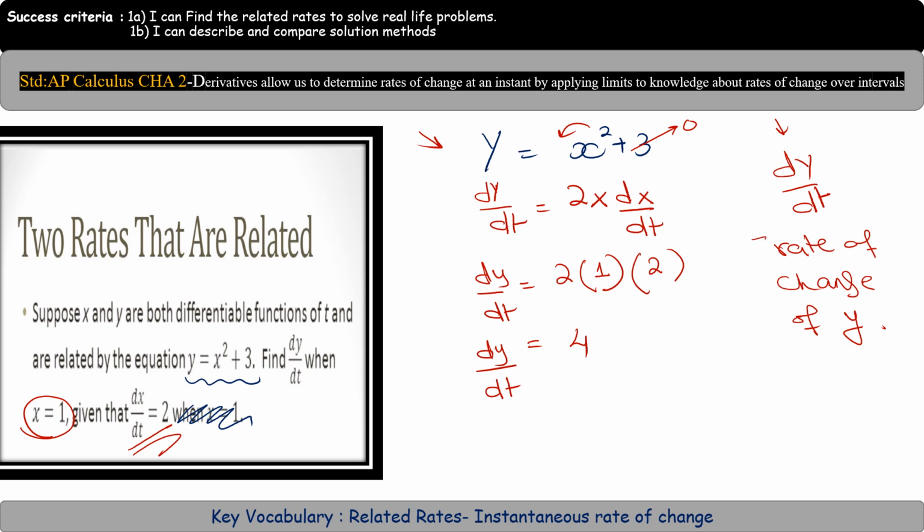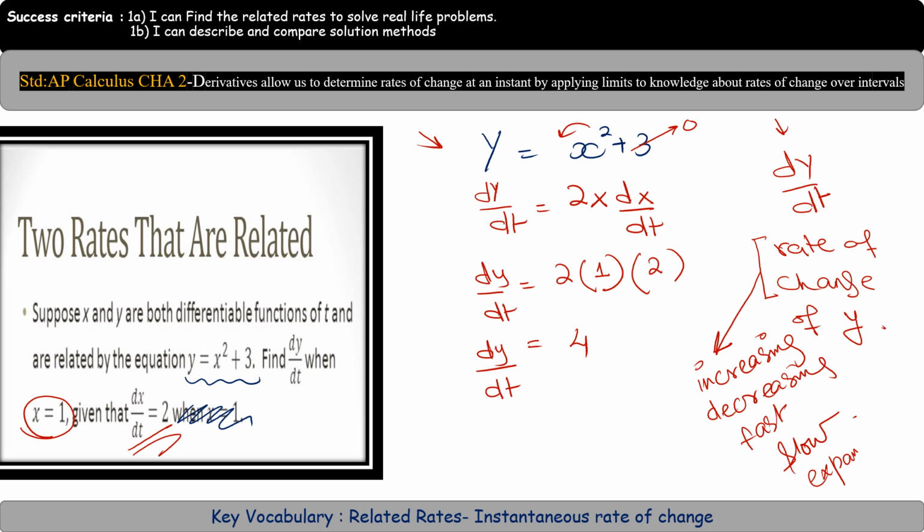And what is the rate of change? Which verbs can tell you that something is changing? So increasing, this is the state of changing. Decreasing, it is a state of changing. Fast or slow, these are the states of changing. Similarly, they can use the words expand, contract, stretch, compress. So these are some of the words which express the changes, rate of change.